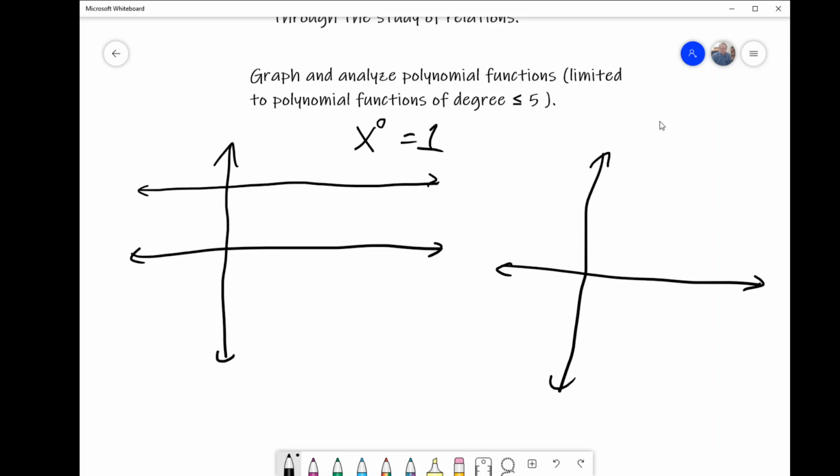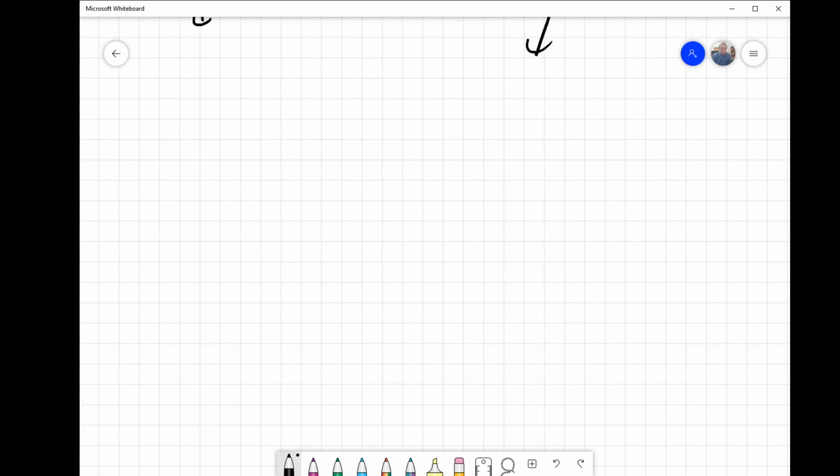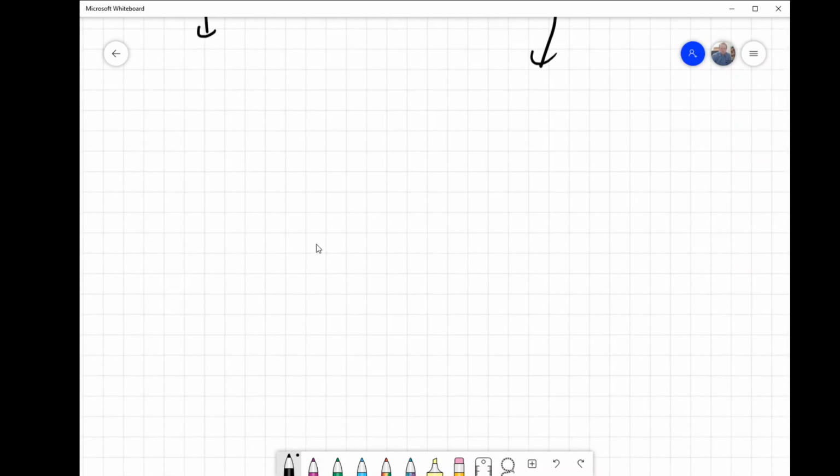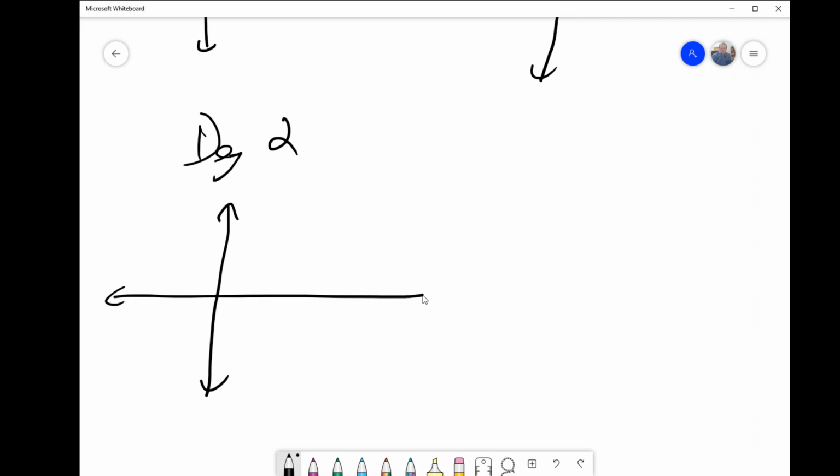If we have degree 1, well, that'll be a straight line of one kind or another. Degree 2 will be our quadratics. So the ones that come curving through like that.